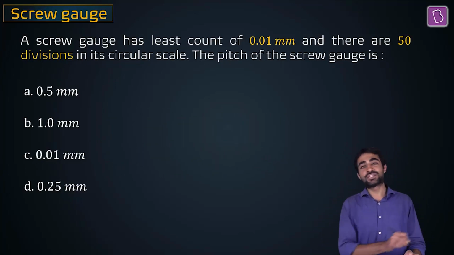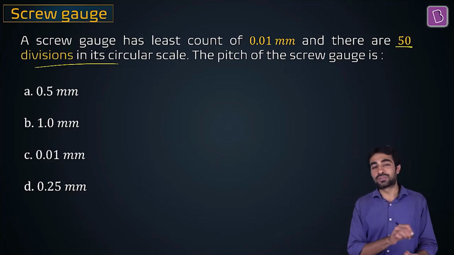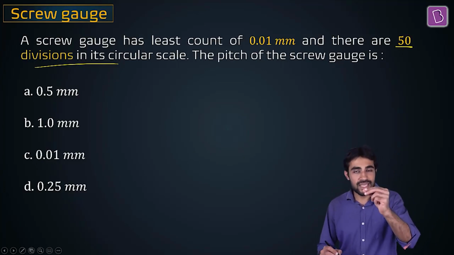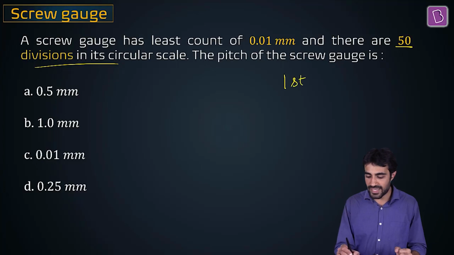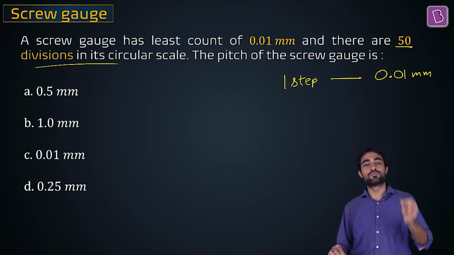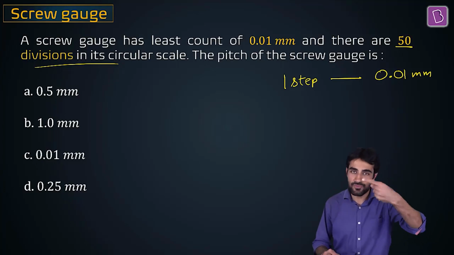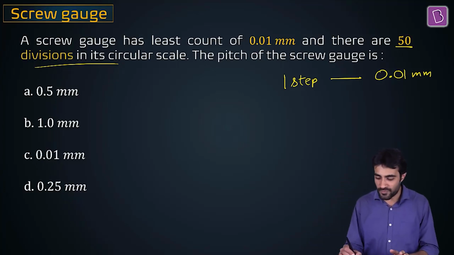How do we calculate pitch? Very simple. There are 50 divisions on the circular scale, right? If we turn the circular scale by one step, it means 0.01 mm distance moved by the spindle, right? For one complete revolution, how many steps are there? There are 50 steps.